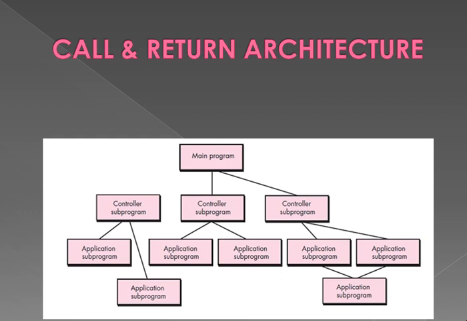And coming to the call and return architecture, here one main program will be there, and that main program will contain a lot of subprograms, and each subprogram will have many kinds of application programs. That means the main program acts like a controller, gives one input, and that particular input is distributed along the subcontrollers to execute the instruction and give the result.